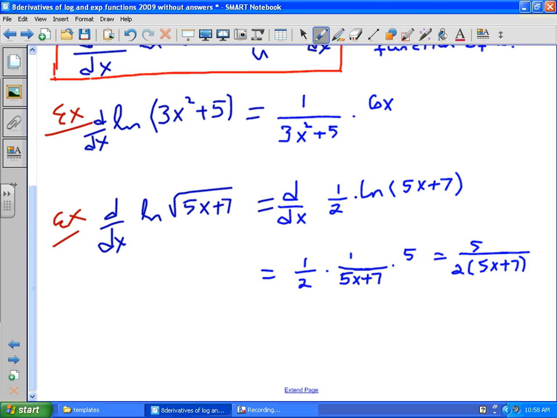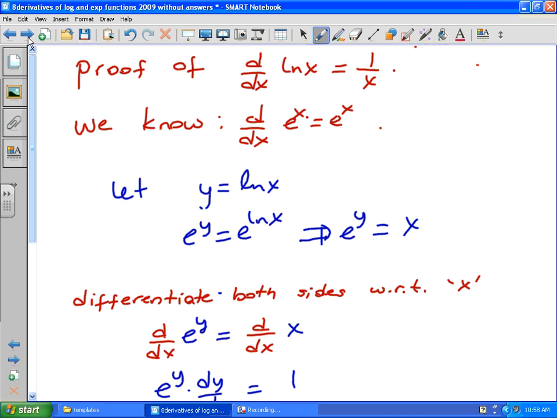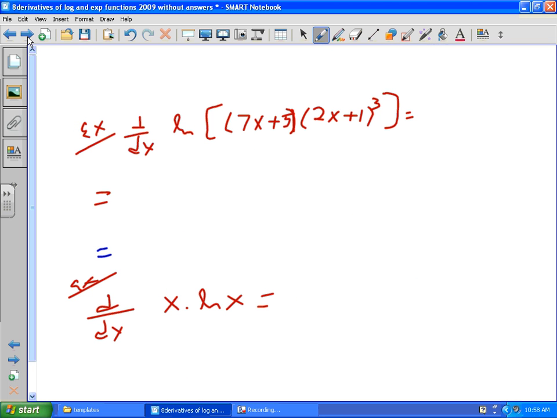Okay, I'll give you another one. I'll come back to that. Okay, let's take a look at this one. Let's find the derivative of ln of quantity 7x plus 5 times 2x plus 1 to the third. Okay, after this example, I think we're going to go to the groups just to do some more practice. So this will be our last one right now in class.